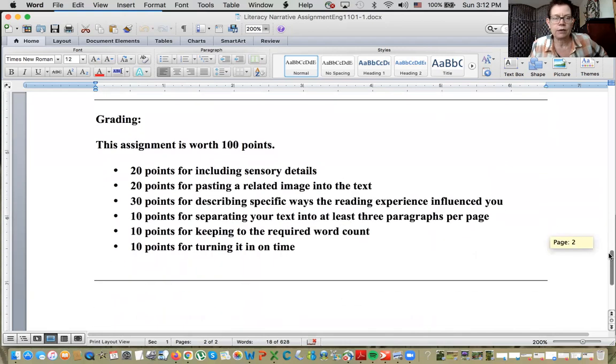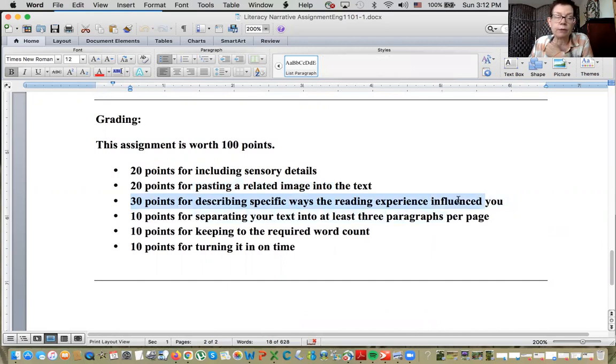So this is the grading criteria. The assignment is worth 100 points. So 20 points for including sensory details, 20 points for pasting a related image into your text, 30 points for describing specific ways the experience influenced you. Notice that that's the biggest chunk, right? Always pay attention to whatever the biggest chunk of the points is about. That will tell you what the most important thing in the assignment is, which is describing how the reading experience influenced you. 10 points for separating your text into at least 3 paragraphs per page.